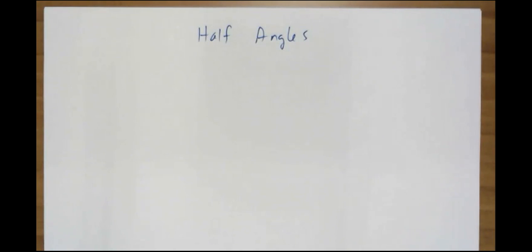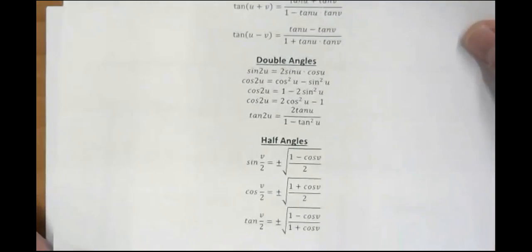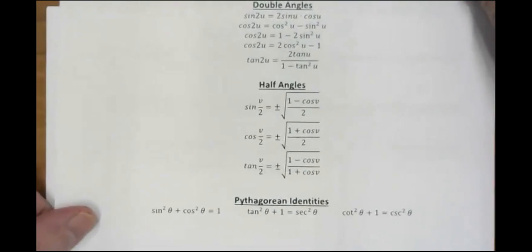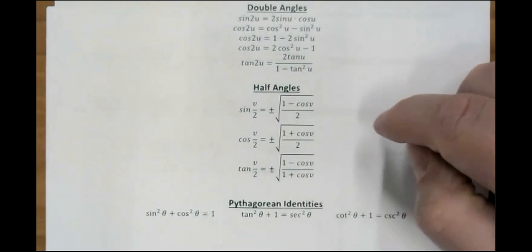I want to take a few minutes and talk about working with the half angle formulas. Let me give a brief introduction and explanation, and then we can maybe work through one or two example problems. Here are the half angle formulas for sine, cosine, and tangent.